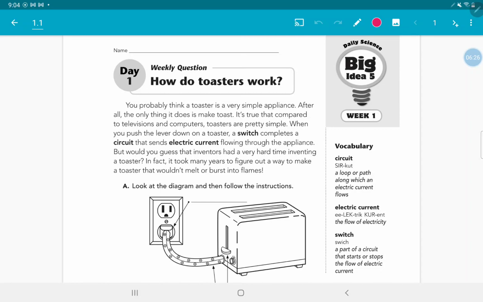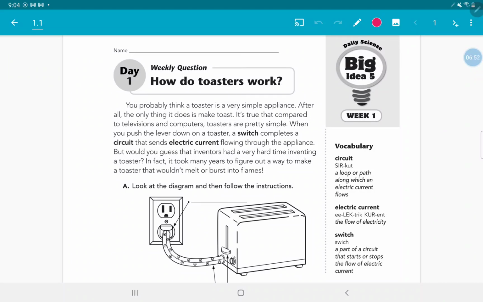Okay. All right. So let's read about how toasters work. It says you probably think a toaster is a very simple appliance. After all, the only thing it does is make toast. It's true that compared to televisions and computers, toasters are pretty simple.